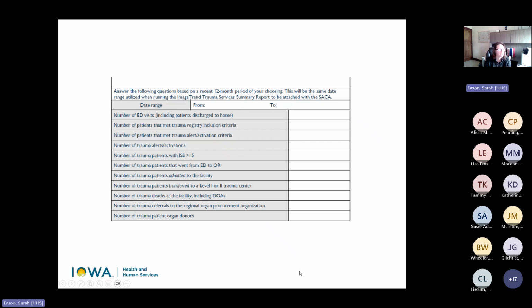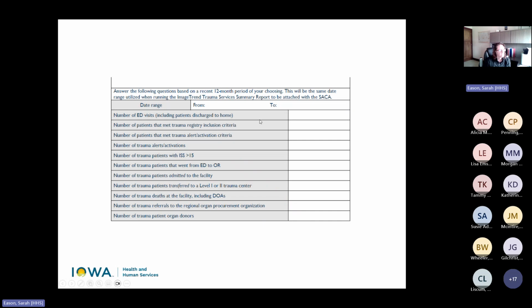Again, one of the things that the surveyors and myself do is get your trauma services summary report from that review period that we identified early on. And we want to compare these numbers that you've manually put into your PDF and submitted. And again, that 12-month period should match. Pretty self-explanatory, the majority of these, but there are a few kind of confusing ones on here. So I'm going to do my best to clear that up for you now.